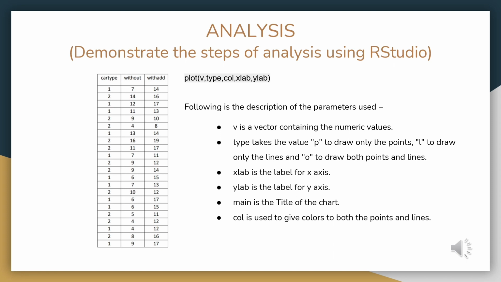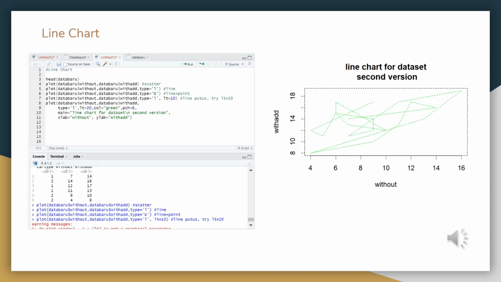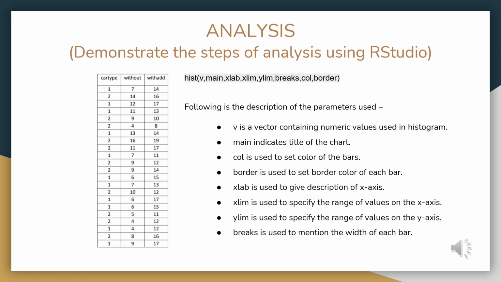ylab is the label for the y-axis. main is the title of the chart. col is used to give colors to both the points and lines. In this slide, we show how to run the code of line chart. The next slide is for histogram.